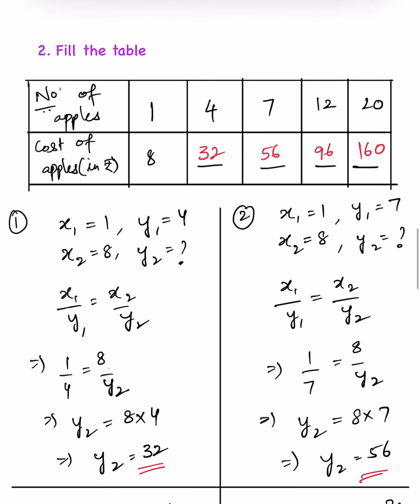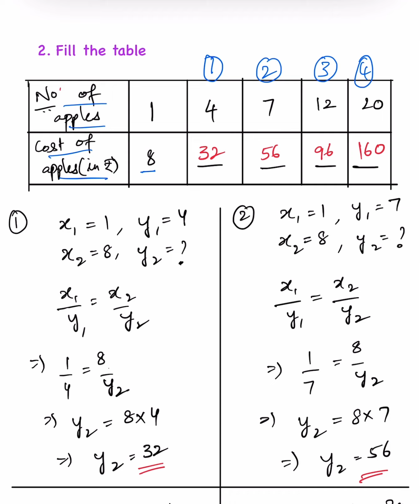Fill the table. Here this is the number of apples, and this is the cost of apples. The number of apples are given: 1, 4, 7, 12 and 20. The cost of apples: one apple costs 8 rupees. That is given. So we have to find the cost of those many apples for the given questions. First bit, this is number 1, this is number 2, this is number 3 and this is number 4. x1 is 1, x2 is 8, y1 is 4, y2 is how much?